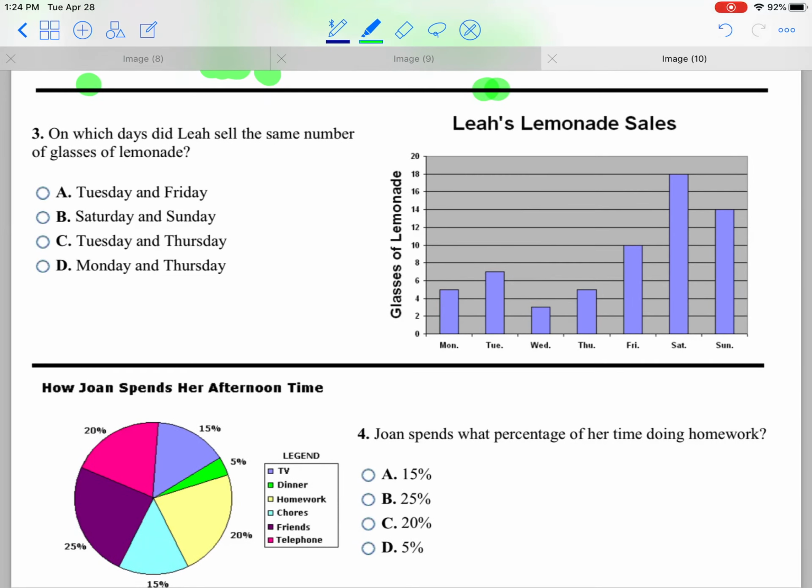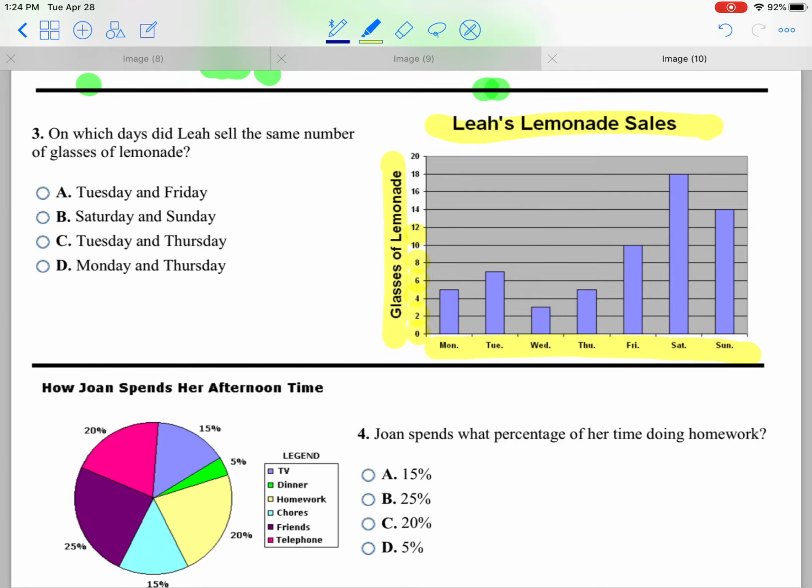I am not going to answer these questions, but we're going to look at these two graphs. And then you're going to work on your own independently down below to answer the questions on these. It says, which day did Leah sell the same number of glasses of lemonade? I want us to really focus on looking at Leah's lemonade sales, this graph, and you can see the increments go up in twos. So we're counting by twos, and those stand for the glasses of lemonade. And then we have days of the week, Monday through Sunday. So we have a full week's worth there.